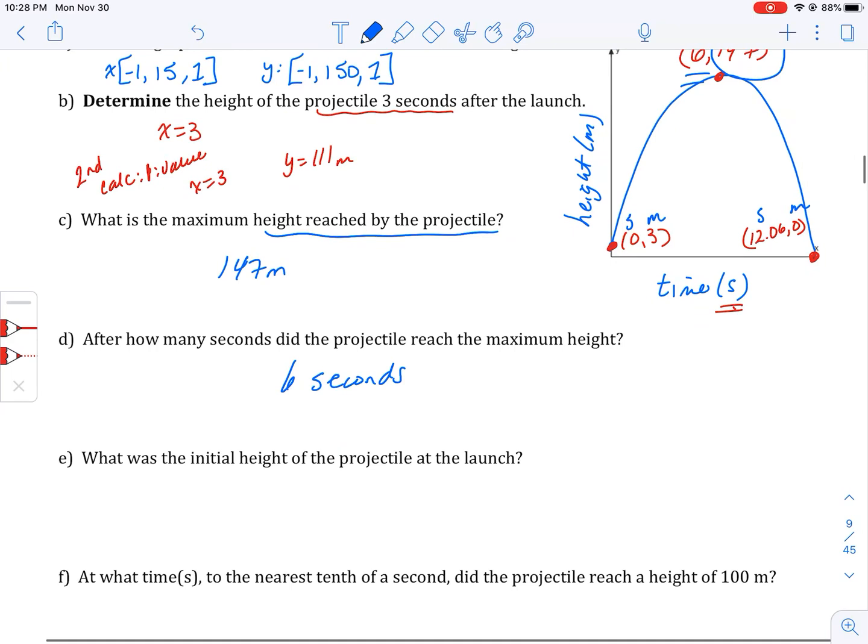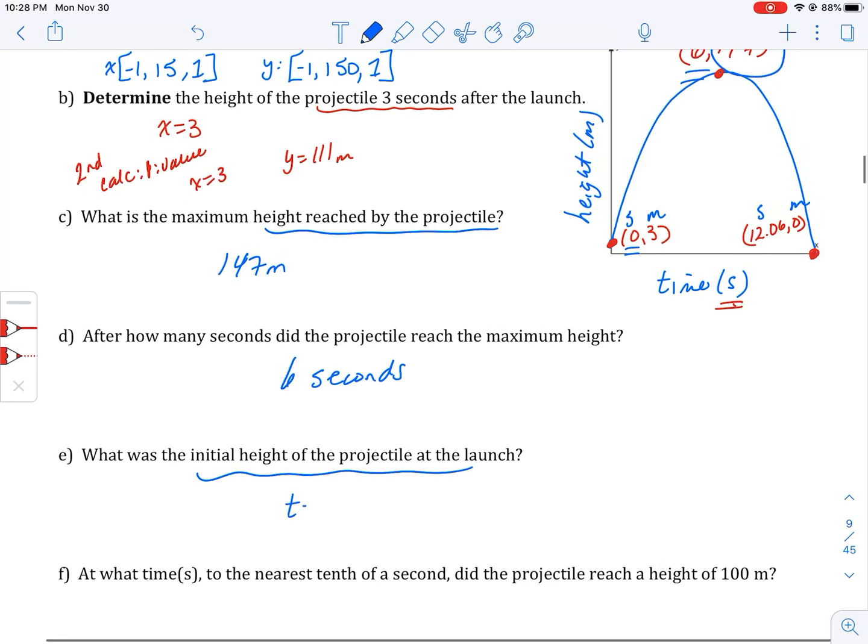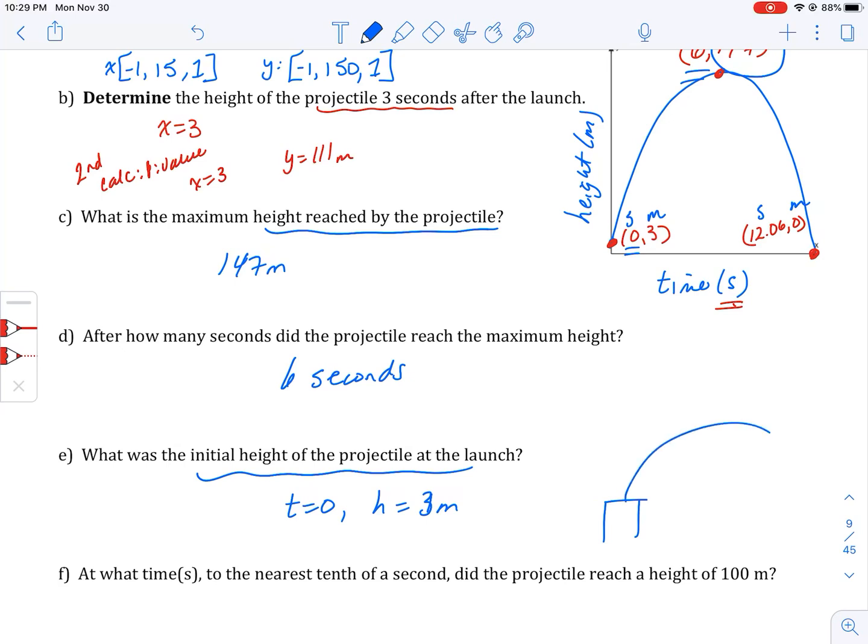Okay, what was the initial height of the projectile at the launch? Of course, at time 0. Okay, at time 0, the height was 3 meters. So maybe it was something launched off a rock or something like that.